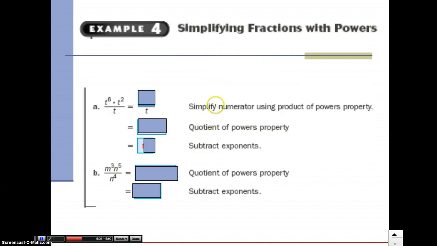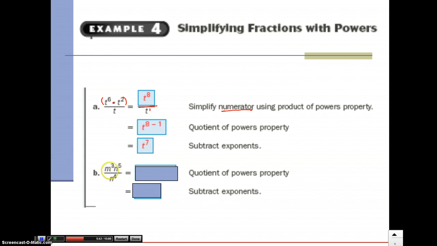Now we're going to simplify fractions with powers. Always start by simplifying the numerator or denominator first if there is multiplication. Remember, multiplication, you're going to do that before you're going to divide, okay? Because it's like there's parentheses around this numerator. So we're going to add first. 6 plus 2 is t to the 8th. Now we've got to get rid of our division. And remember, there's a 1 here. So 8 minus 1, keep the same base of t, which is t to the 7th.